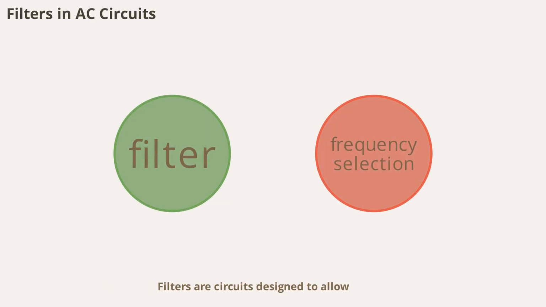Filters are circuits designed to allow certain frequencies to pass while blocking others. In AC systems, filters are used to remove unwanted harmonics, noise, or to select specific frequencies for communication. Common types include low-pass, high-pass, bandpass, and bandstop filters. Understanding how filters work is essential for designing clean and efficient electrical and electronic systems.